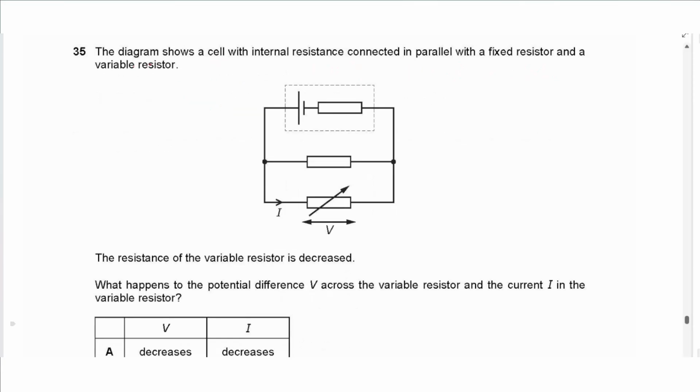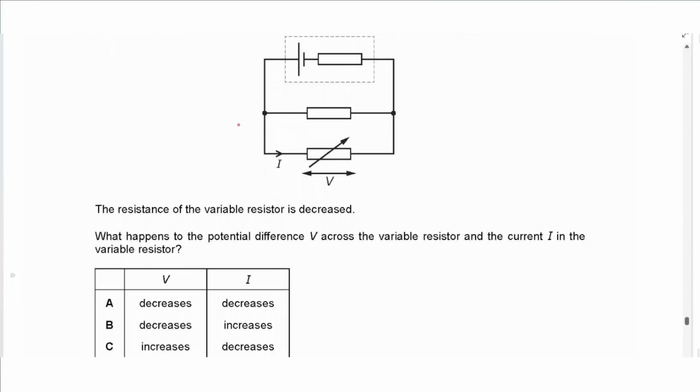Question 35 says the diagram shows a cell with internal resistance connected in parallel with a fixed resistor and a variable resistor. The resistance of the variable resistor is decreased.